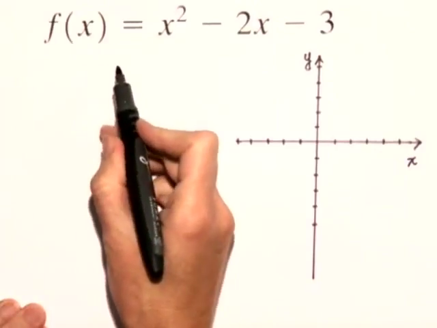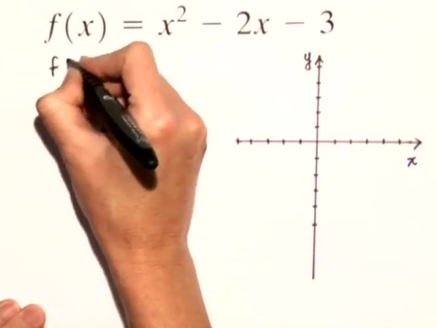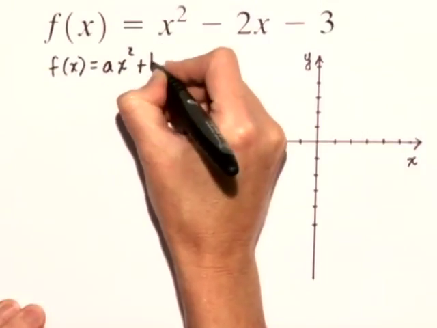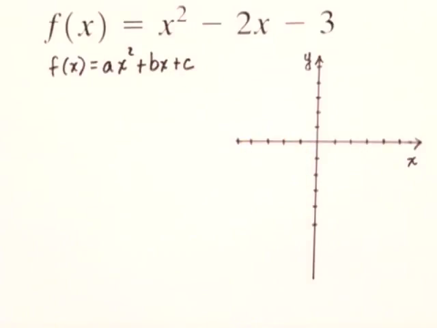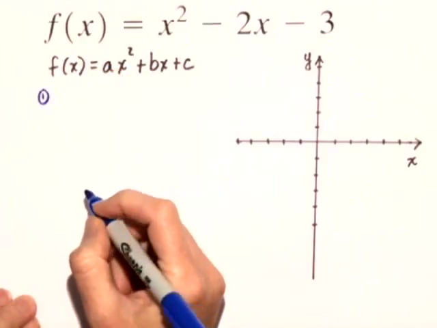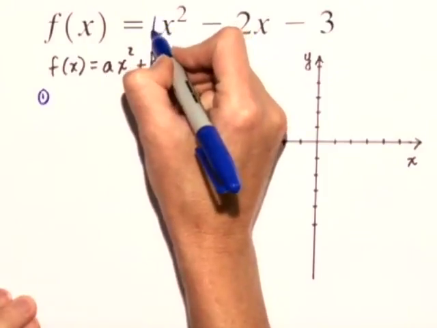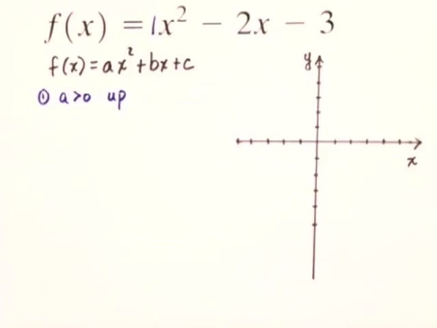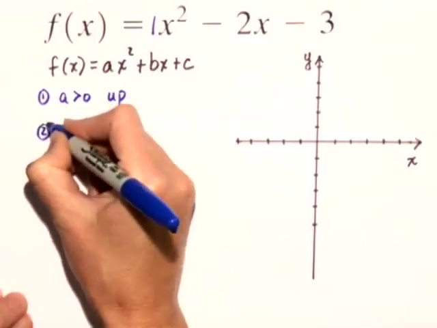This quadratic function is given in standard form, f of x is equal to ax squared plus bx plus c. Whenever we have our quadratic function given in this standard form, we can use the formula for the vertex. But before we do that, let's first state whether it opens up or opens down. Since our a in this case is 1, a is greater than 0, so our parabola opens up.